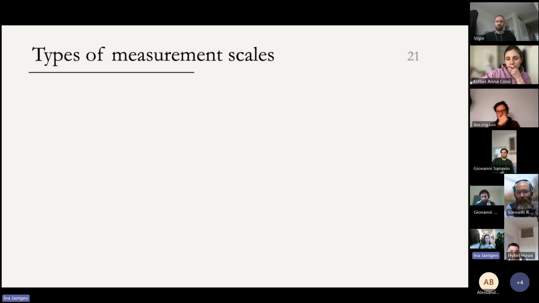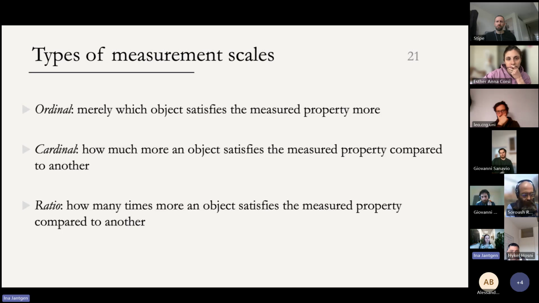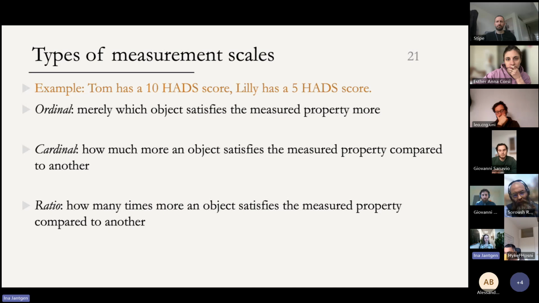So typically, we distinguish between measurement scales that are ordinal, those that are cardinal, and those that are ratio scales. So, a brief example: suppose we have two patients. One has a HADS score of 10, and the other patient has a HADS score of 5. And let's say that HADS scores represent depression severity on an ordinal scale. That would mean that the numbers on the scale merely represent which object satisfies the measured property more.